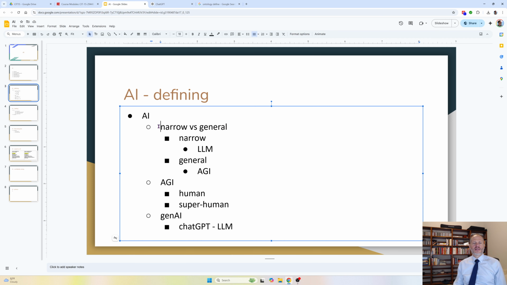And so AI is this overarching larger concept, and inside that overarching larger concept, we could break that down into narrow versus general AI. And so narrow AI is exactly what it sounds like. Sometimes you'll hear people refer to narrow AI, and you could start to use that as a vocabulary word, which you now own, right? You now own this word, narrow AI.